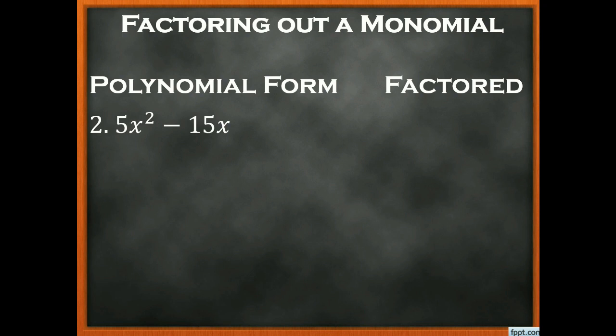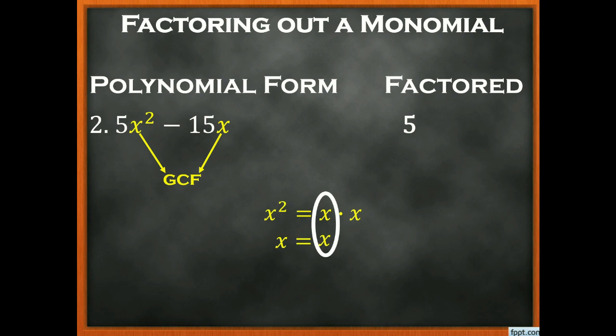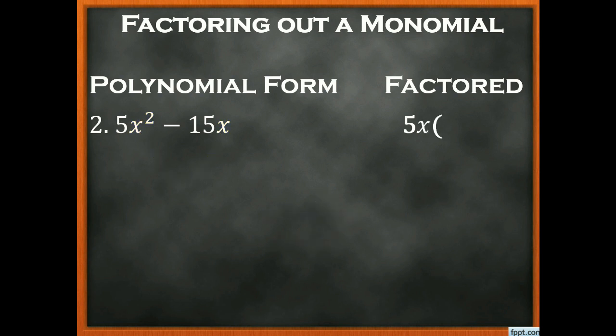Kukunin muna natin ang GCF ng numbers. We have 5 and 15. GCF is 5. Next, the GCF of the variables. We have to get the factors of x squared, and that is x times x, and x is equal to x. Ang common sa kanila ay one pair of x, and that will be the greatest common factor of x squared and x.